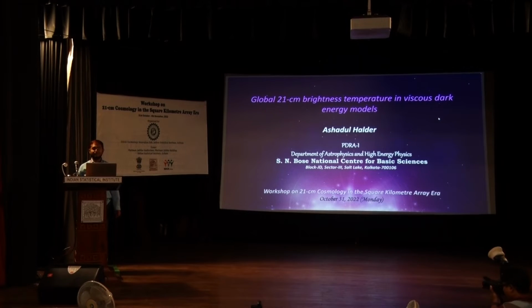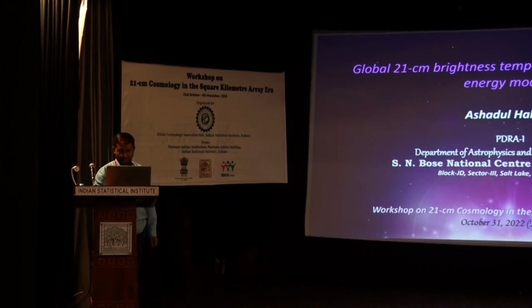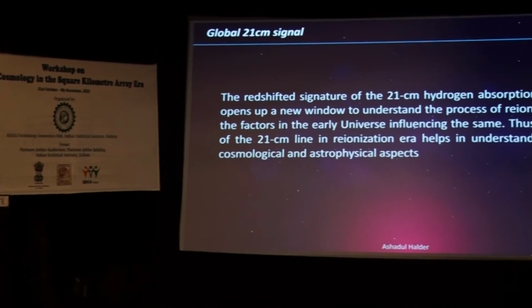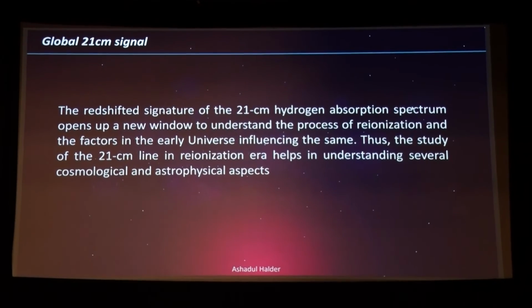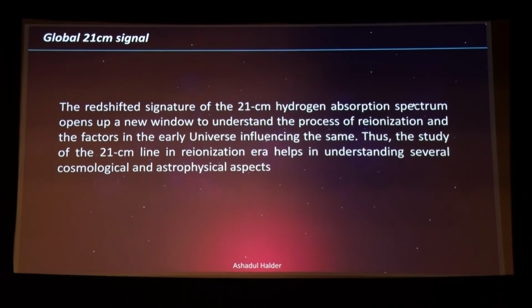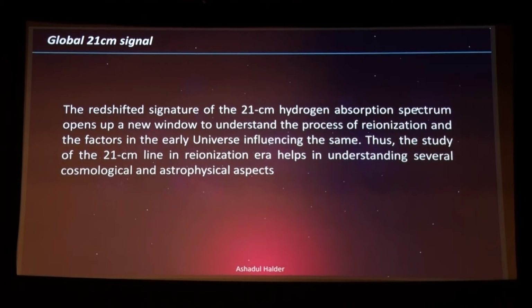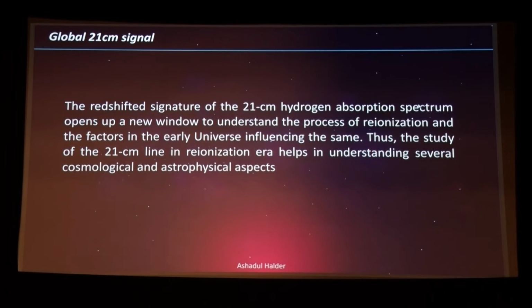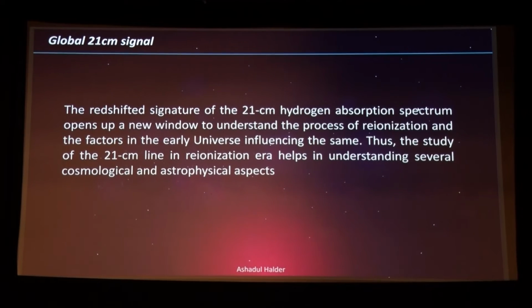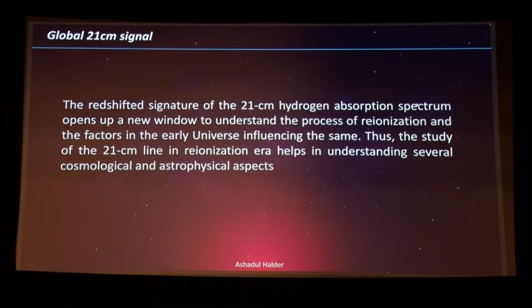In this work, we try to investigate the global 21 centimeter signal in the context of the viscous dark energy model. The redshifted signature of 21 centimeter hydrogen absorption spectra has opened up a new window to understand the epoch of reionization and the factors in the early universe influencing the same. Thus, the study of the 21 centimeter line in the reionization era helps us understand several cosmological and astrophysical aspects regarding primordial black holes, dark matter annihilation or decay, baryon dark matter interaction, etc.